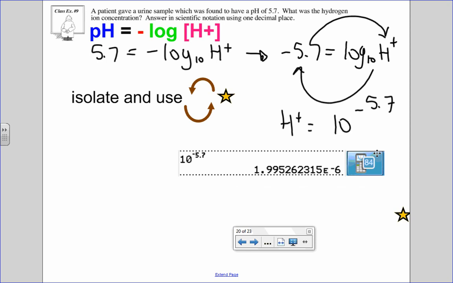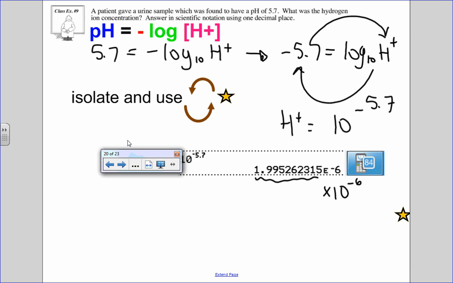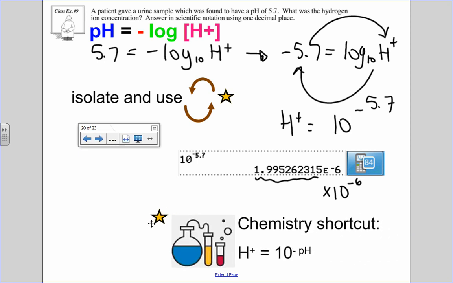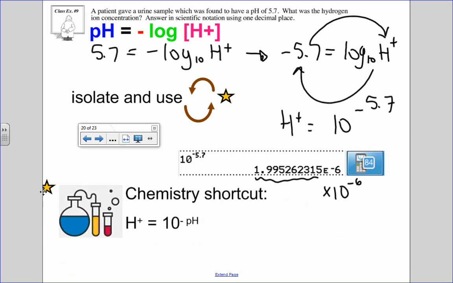Now that's an answer in scientific notation. It just doesn't look like it. It's this whole number here multiplied by 10 to the e, which stands for exponent, -6. That's what that number means. And we want to answer it in scientific notation. Okay? So there's that little chemistry shortcut that we just mentioned, 10 to the negative pH. You can use that shortcut.